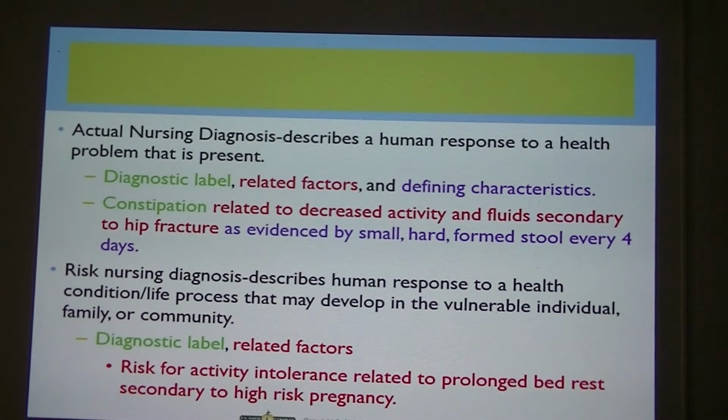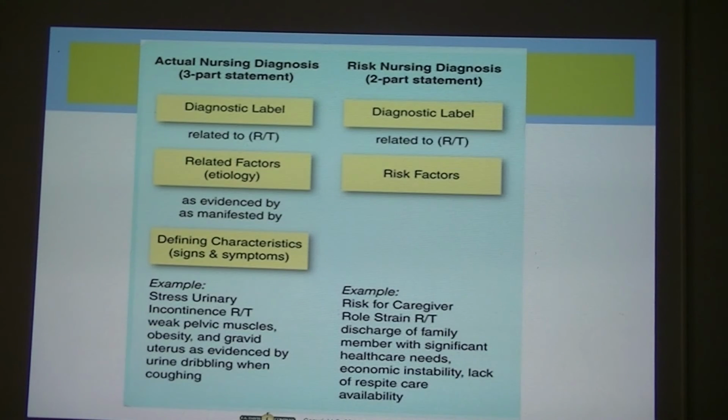A risk for nursing diagnosis describes something that could happen or they are at risk for it occurring. And these you don't have your as evidenced by. You just have your diagnostic label and then your risk factors or related factors. So an example here is risk for activity intolerance related to prolonged bed rest secondary to high-risk pregnancy. Okay? And here's an example here. Look over that chart there.